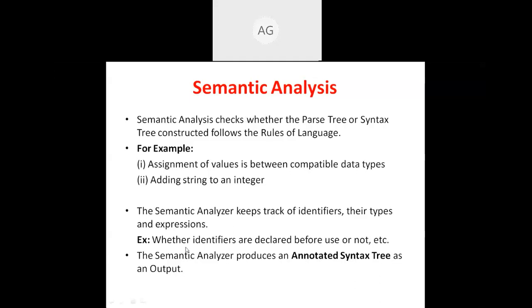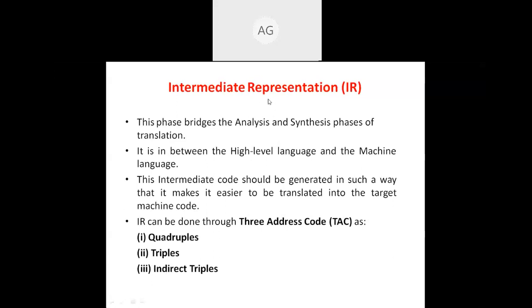So basically, the semantic analysis produces an annotated syntax tree as the output. So if you remember the example which we already studied, it basically corrects the syntax tree generated from the syntax analysis. So here the syntax tree generated is an annotated syntax tree. Now moving further, the next phase is intermediate representation. The intermediate representation acts as a bridge between the analysis and synthesis phases of the compiler.